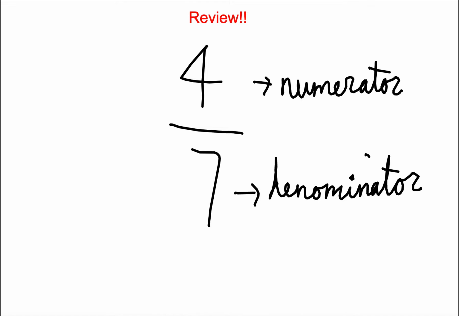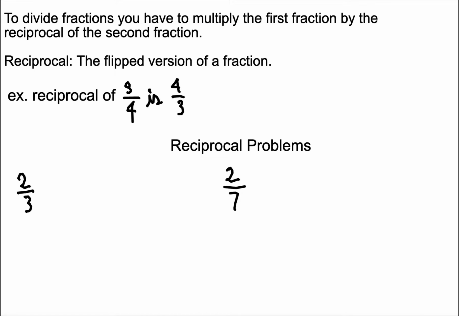Now let's get into dividing. So to divide fractions, you have to multiply the first fraction by the reciprocal of the second fraction. Now reciprocal may be a new word for you guys, so I include a definition. Reciprocal is the flipped version of a fraction. An example of that is that the reciprocal of 3/4 is 4/3. Basically, you swap the numerator and denominator.